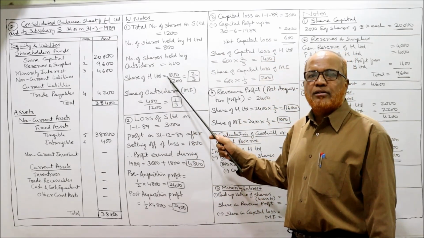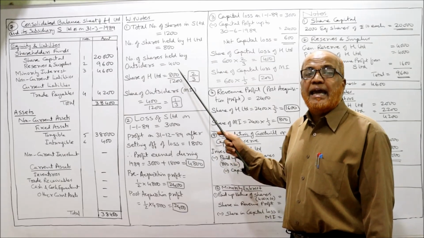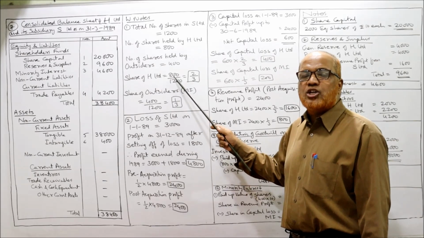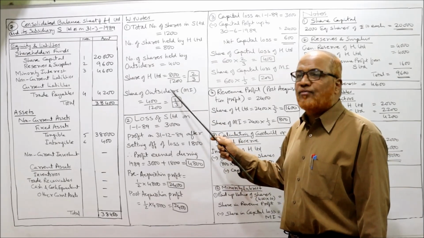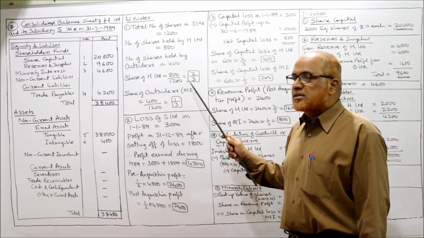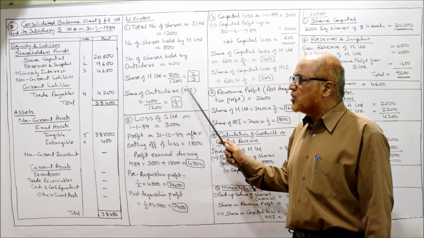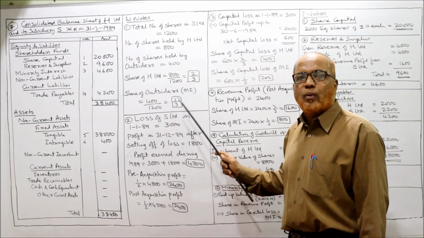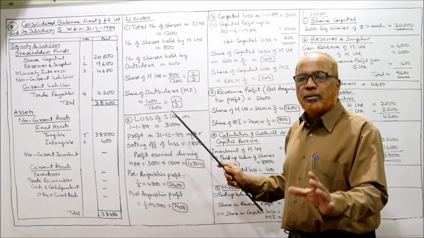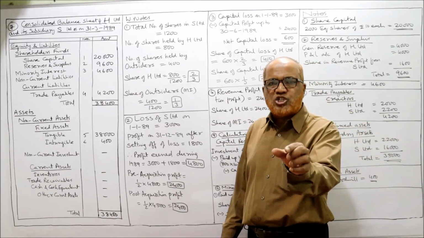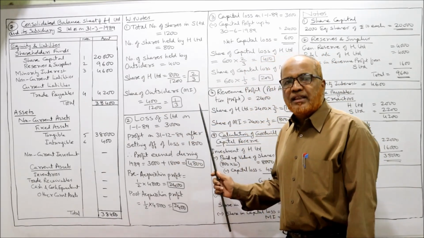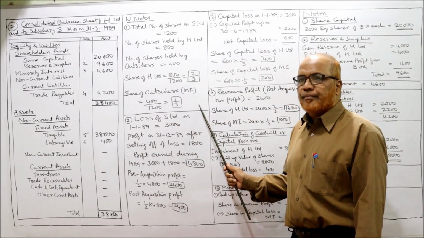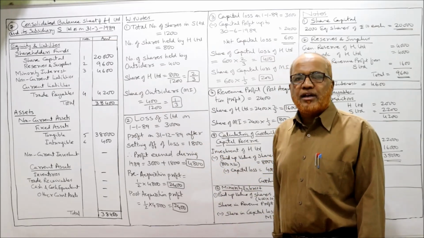Then share of H Limited. So out of 1,200 shares, 800 shares are held by H Limited. So 800 by 1,200, 8 by 12. 4 2s are 8, 4 3s are 12, 2 by 3. Similarly, share of outsider, minority interest, 400 shares are held, 400 by 1,200, 4 by 12, 1 by 3. Simply you have to remember 2/3 is the share of H Limited in S Limited and 1/3 is the share of outsider in S Limited. First working note completed. Second working note.